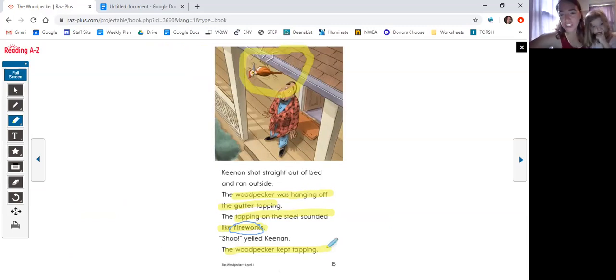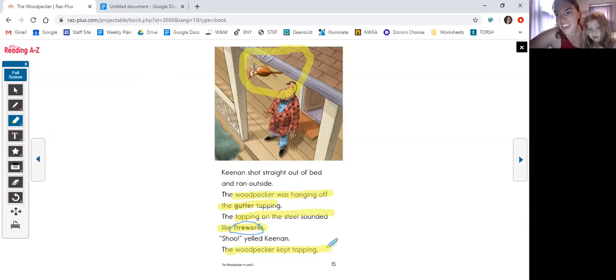Okay, my last question for you, my challenge question, my second grade question is, how do you think Kenan can solve his problem of the woodpecker? Pause your video and answer that question now. Maybe because the woodpecker is tapping and tapping and tapping every day. In the story, I know that Kenan tried to cut down the tree to solve his problem, but that didn't work. And now the woodpecker is pecking at his house.